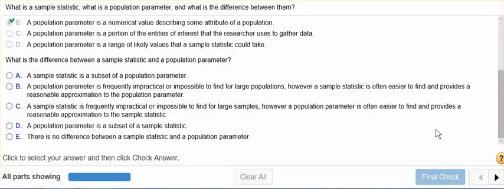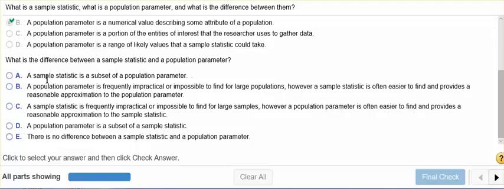And then again, what is the difference between these two? Well, the difference is that populations are so huge and vast, usually, that it's difficult for us to get a parameter of the whole population. It's time consuming and it's expensive. Whereas samples are smaller and it's easier for us to manage. So A, a sample statistic is a subset of a population parameter. Not really. A sample is a subset of a population.